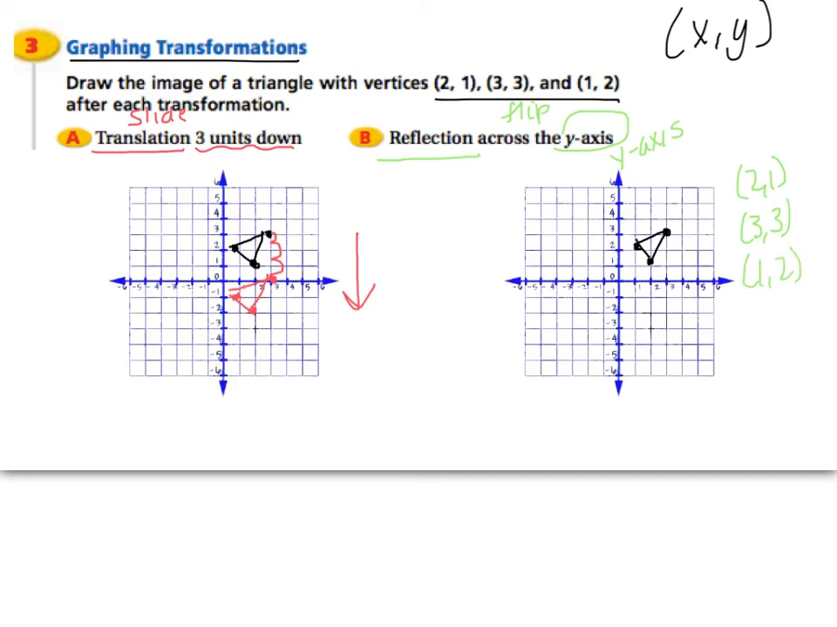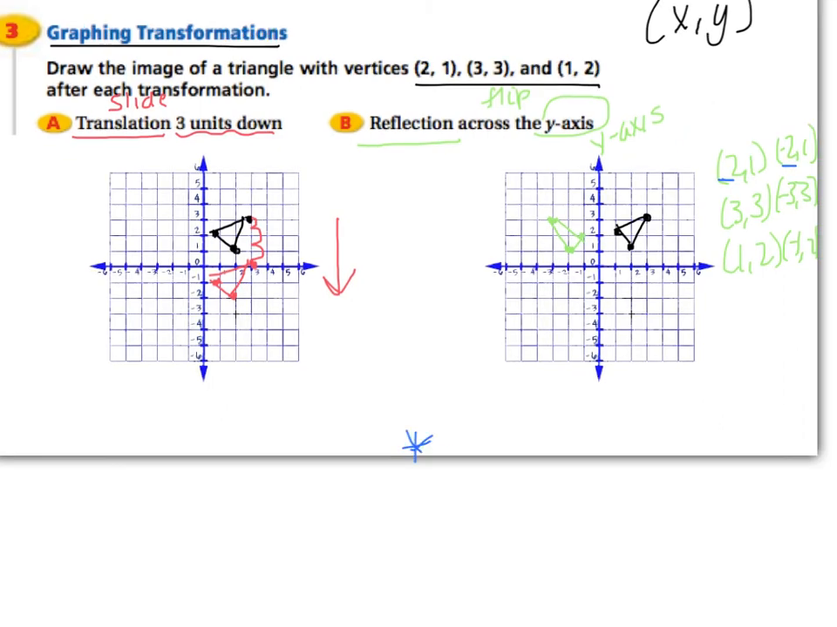But what we can think about is, since I'm going over the y-axis, I'm just going to be changing that x point. So I go from a positive 2 to a negative 2. So I'm going to do negative 2, 1. And there's my new point. The next one would be negative 3, 3. Alright, and then the last one, negative 1, 2. So here is my reflection, or that mirroring image, across the y-axis.